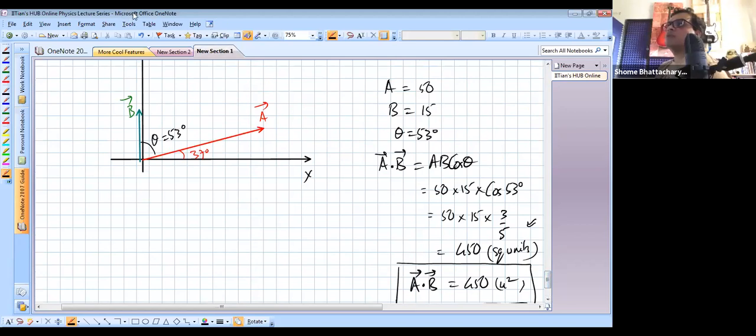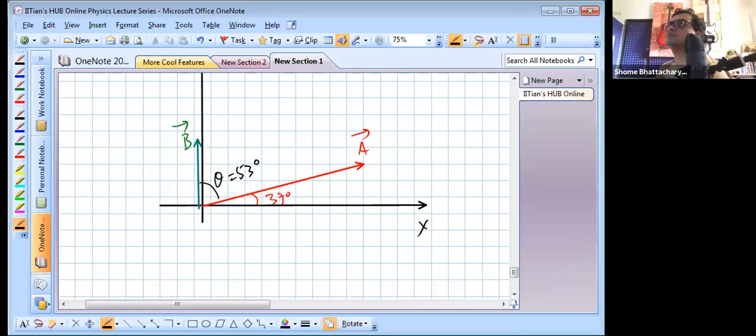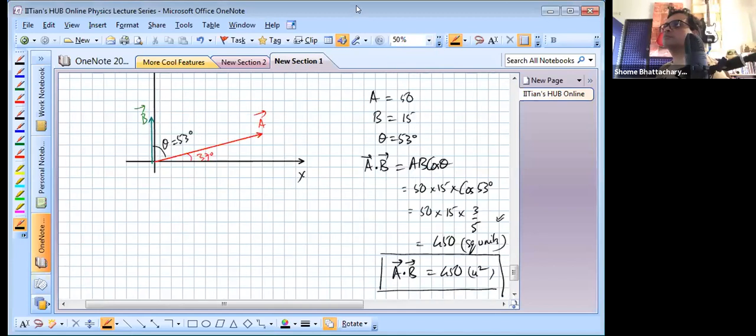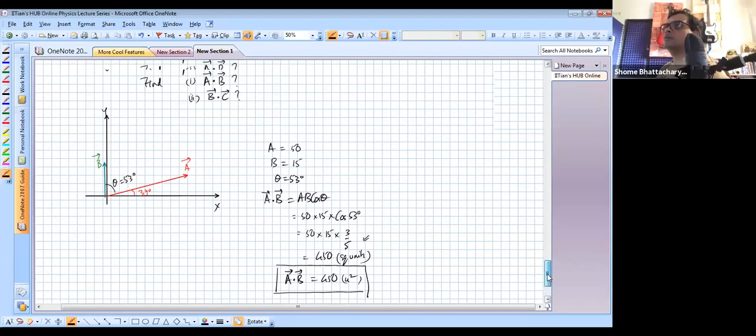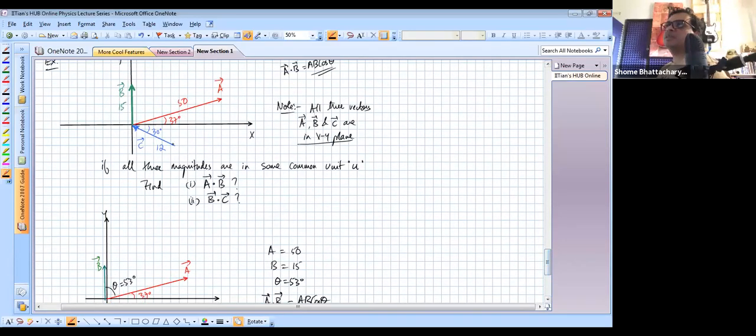Okay. Now, likewise, what you do is you repeat this operation now, but for B and C. Like we've done for A and B over here, you pick up B and C and understand the angle between them. Yes, Kevin, Devansh, and Aditya, I noted that it's 3/5.